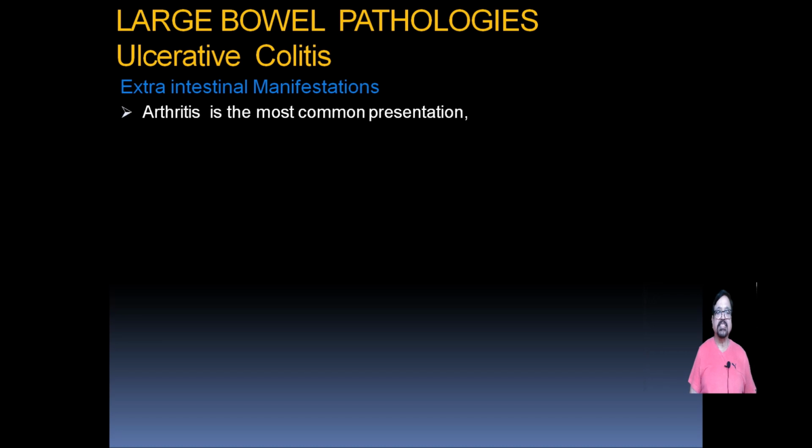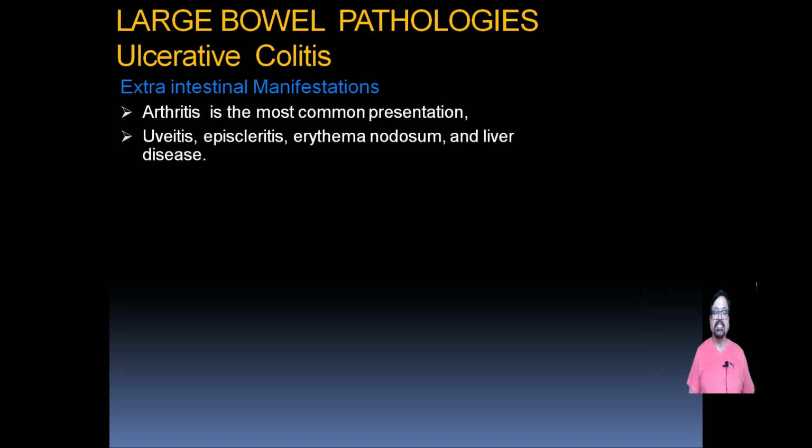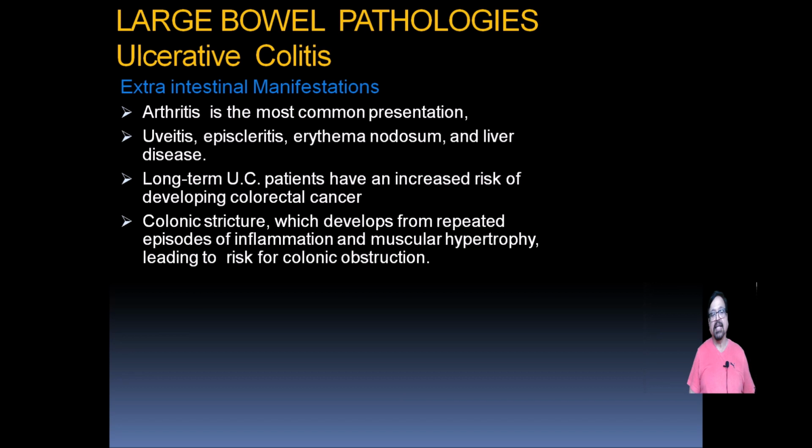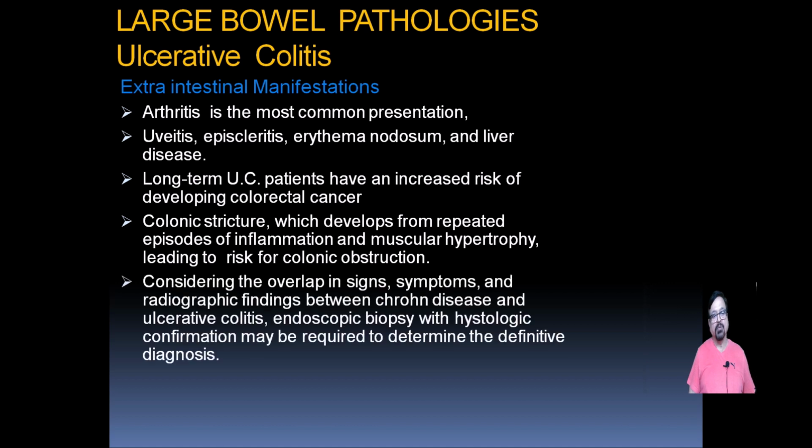Further, what are the extraintestinal manifestations? They include arthritis as the most common presentation. Second is uveitis, episcleritis, erythema nodosum, and liver diseases, to enlist a few. Then long-term ulcerative colitis patients have an increased risk of developing colorectal cancers. Then colonic strictures, which develop from repeated episodes of inflammation and muscular hypertrophy, leading to a risk of colonic obstruction.